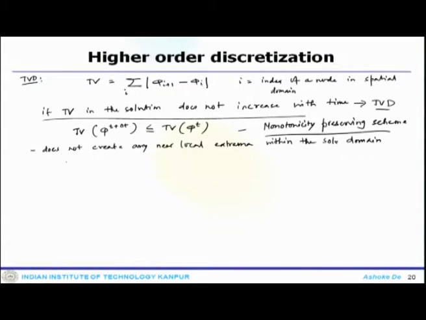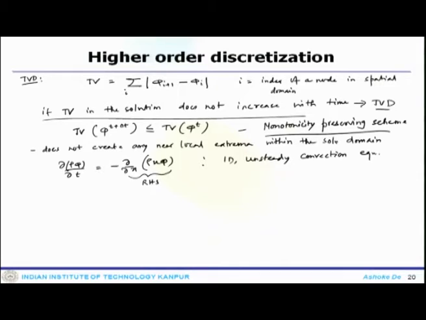So, now we can actually discuss the methodology for the construction of the TVD scheme. To start with, we can take the unsteady one dimensional convection equation, which is rho u phi. This is the 1D unsteady convection equation. So, we start with that.